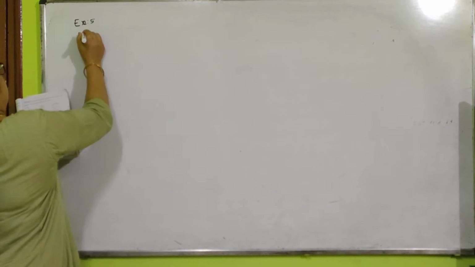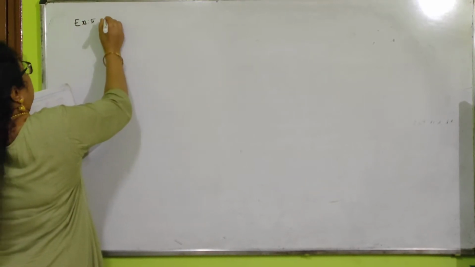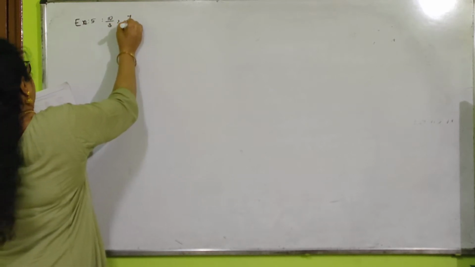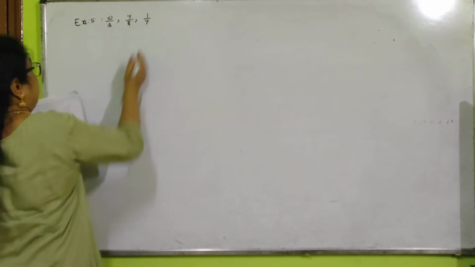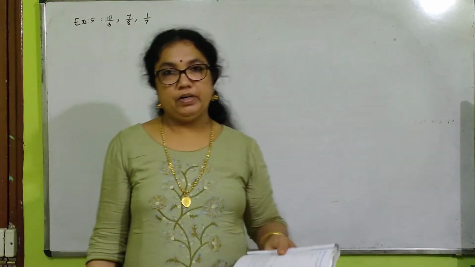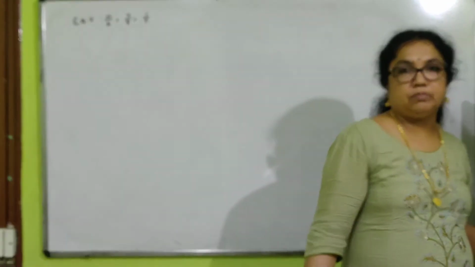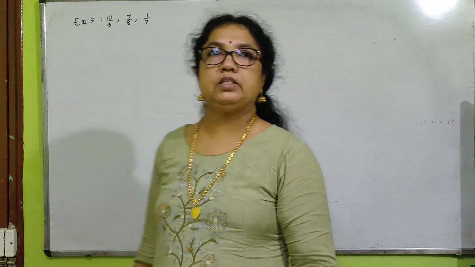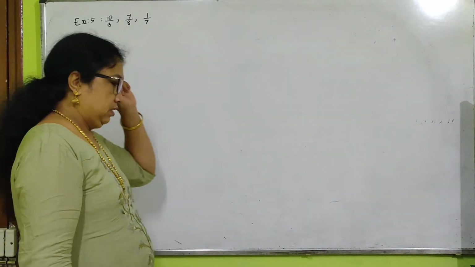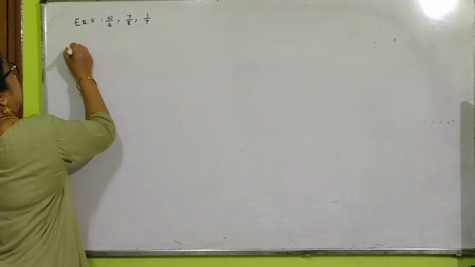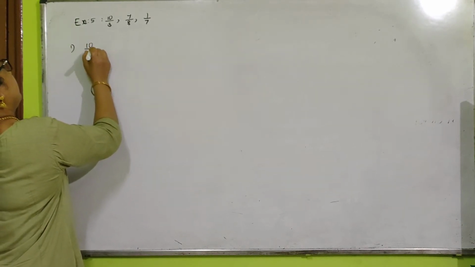First, in that one, find the decimal expansion of 10 by 3, 7 by 8 and 1 by 7. So, each one we have to divide, then you will find the decimal expansion. You have already learned this in 6th, 7th standard, just a division we are doing. First one, 10 upon 3.